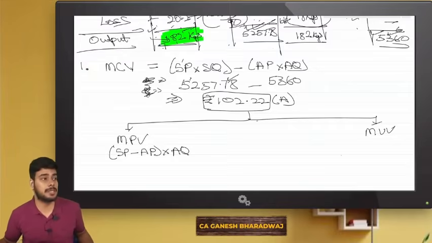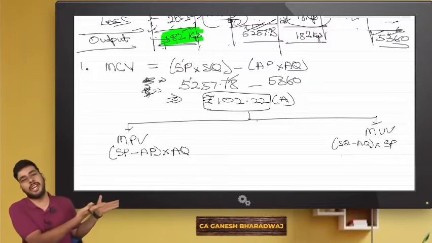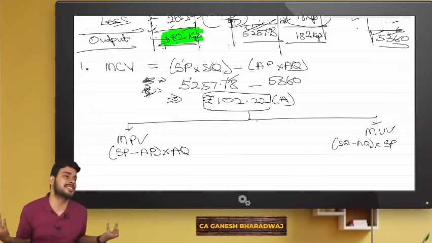Material usage variance: standard quantity minus actual quantity into standard price. Why standard price? Because the production manager is not dependent on the purchase manager. Clear with this?